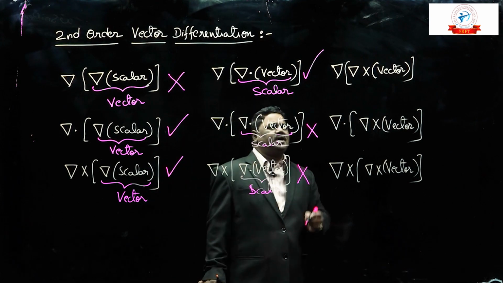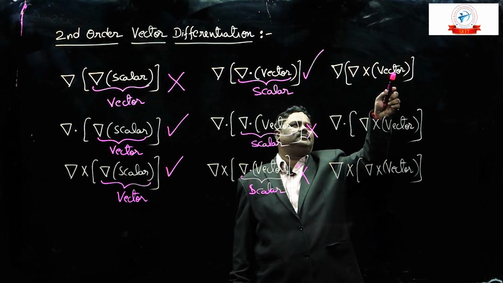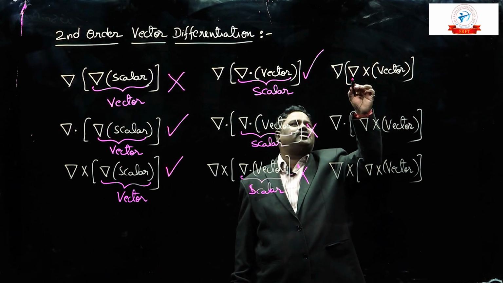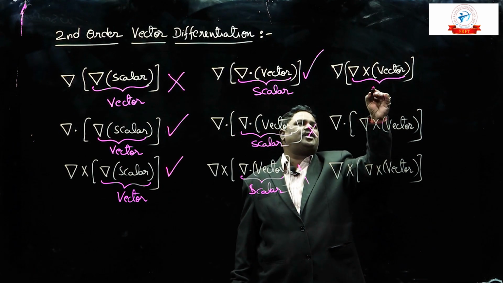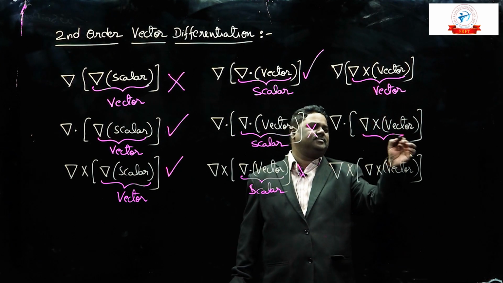Now come to the last column. Here we have curl of a vector, or a cross product. What is the result of any cross product? The result of any cross product is a vector.